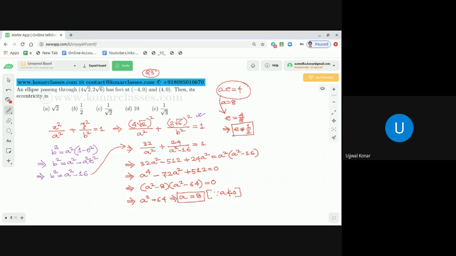Now, you may think, sir, why didn't we consider A square minus 8 equal to 0? If you take A square minus 8 equal to 0, you will see the positive value of A. If you apply A is equal to 4 in that equation, you are going to get the value of E greater than 1, which is not possible. Hence, we should not consider A square minus 8 equal to 0. We will only consider A square minus 64 equal to 0. I hope you got it, dear students.